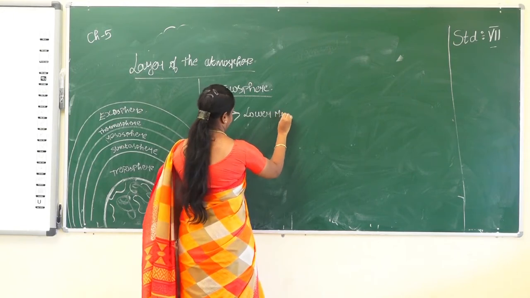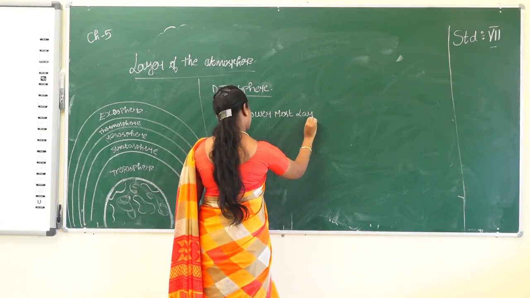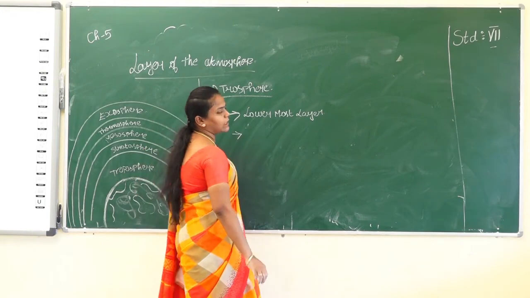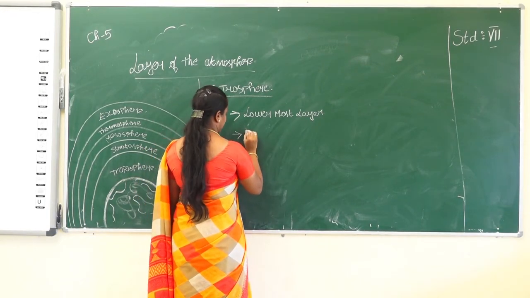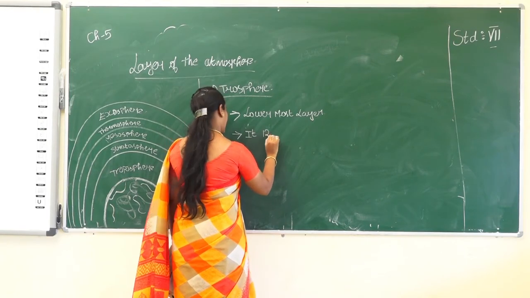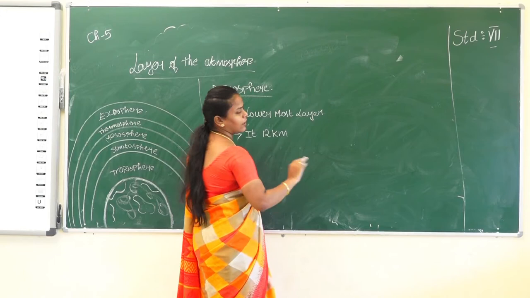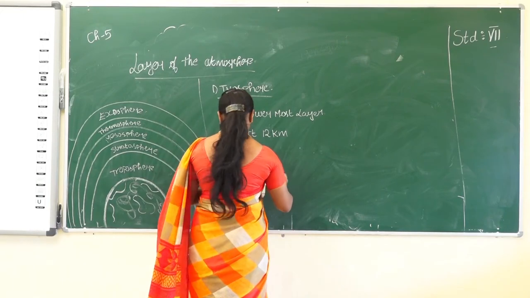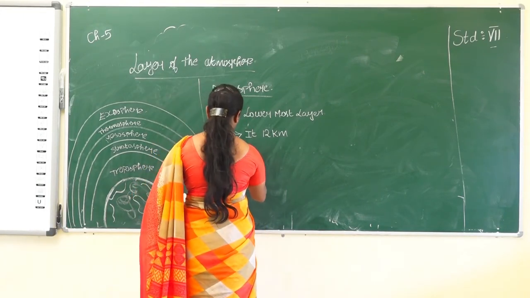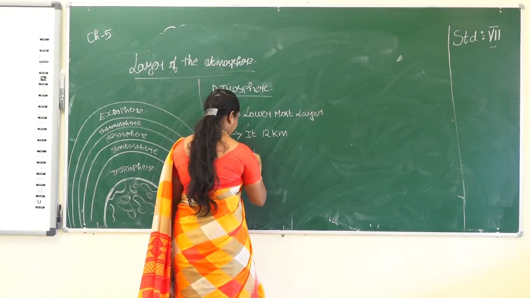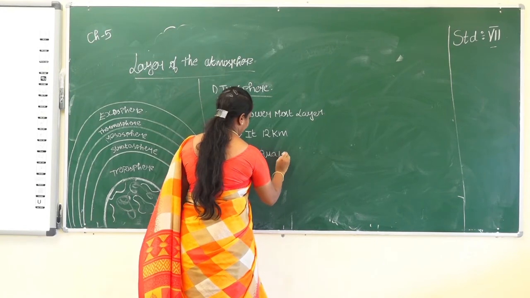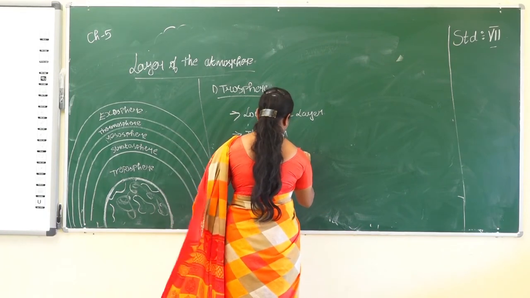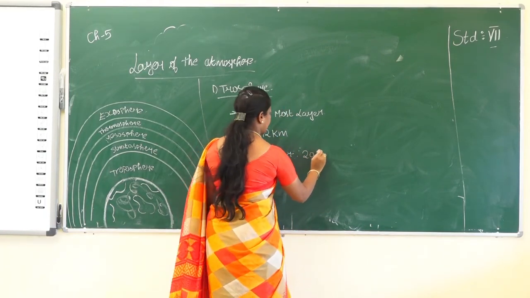It is the lowermost layer, and it extends about 12 kilometers from the earth surface. Next, from the equator, the radiation is that it is just 20 kilometers away, right? 20 kilometers away, right?